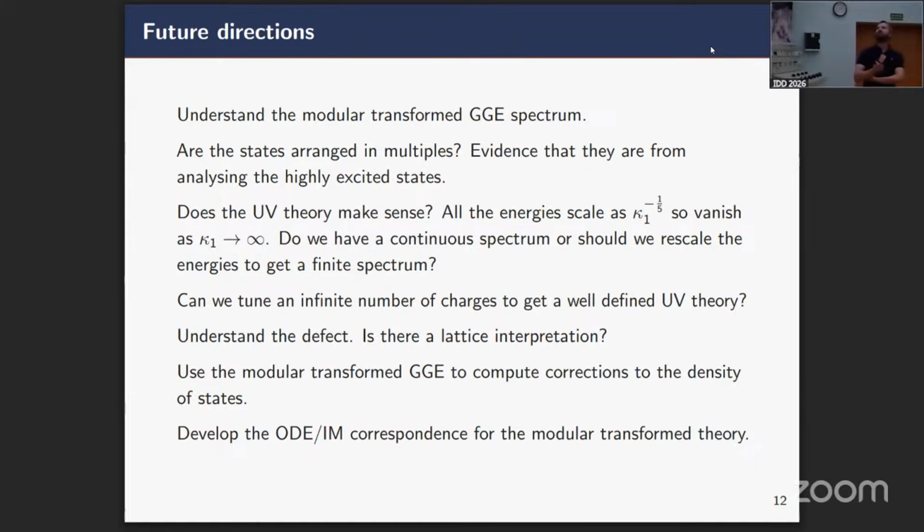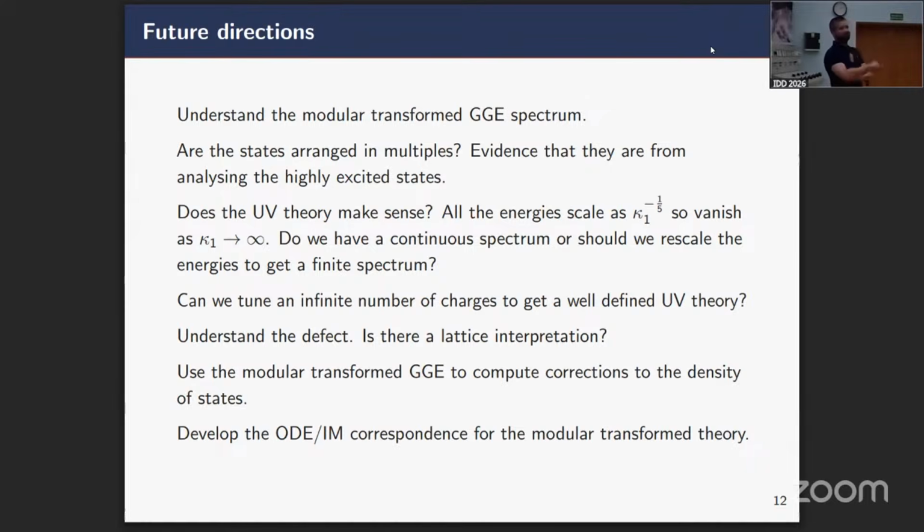We then want to understand if the states are arranged in some sort of multiplet structure. I had these two states coming in and colliding together to split into a complex conjugate pair. Is there some sort of symmetry present that relates these states with each other? By studying analytically the highly excited states, it seems there is some sort of multiplet structure, but we haven't worked it out fully yet.